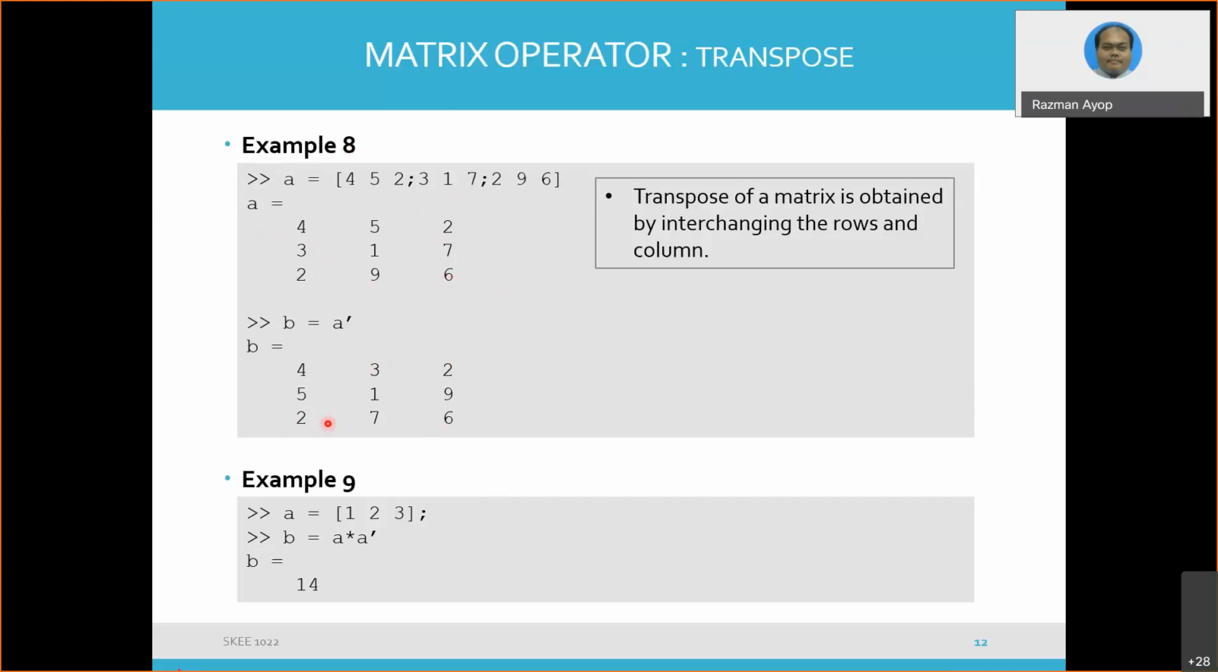And then for example 9, A equals 1, 2, 3, and make sure you know how to transpose this and this. You get this. I think this one is called the determinant, if not mistaken. So 1, 2, 3, you transpose it, and then you can multiply by the original. Try both of these examples.